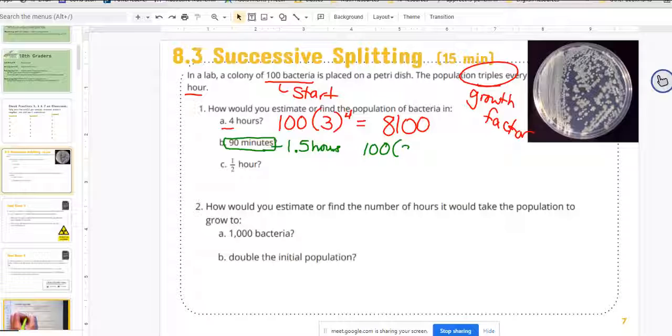So 100 times 3, same growth factor. This time we're only going to give it an hour and a half to grow instead of 4 hours. We're going to see what Logan says about this one when he does that calculation and then see if Kennedy agrees or not.